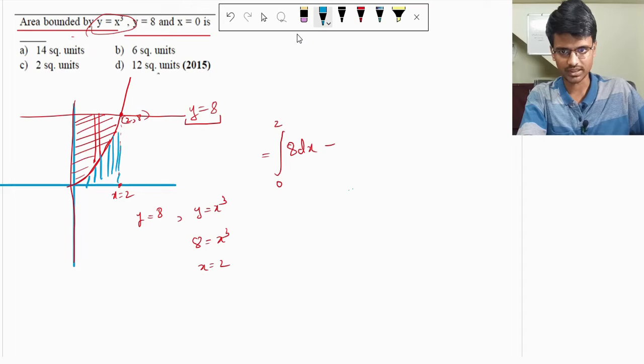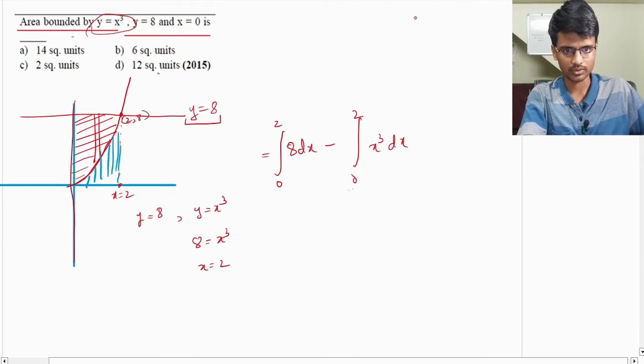This area I need to subtract. So for that, I'll be doing the integral from 0 to 2 of x cube dx. So I just need to integrate and find out.